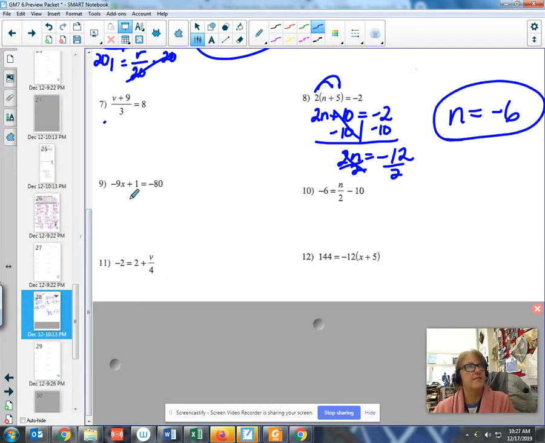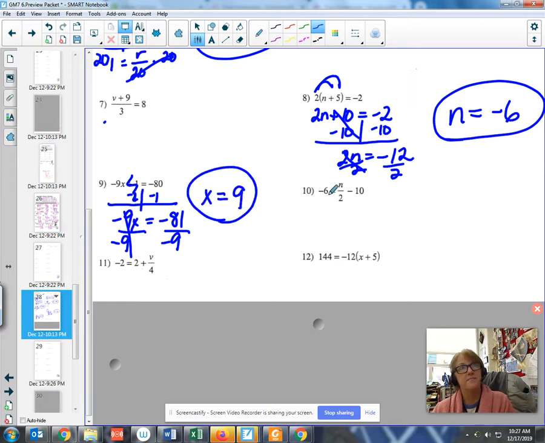Look at number 9. Here, subtract 1 from each side. That wipes out, and you get -9x equals -81. If you have a negative coefficient, make sure you divide by that, and you should get x equals +9.